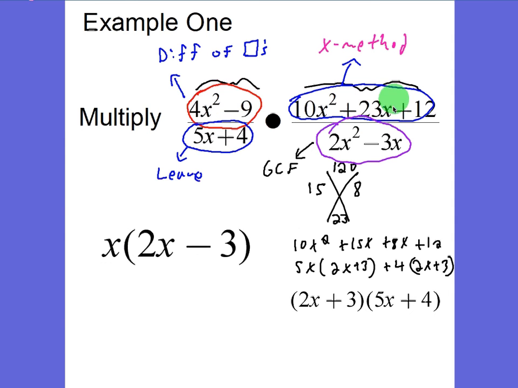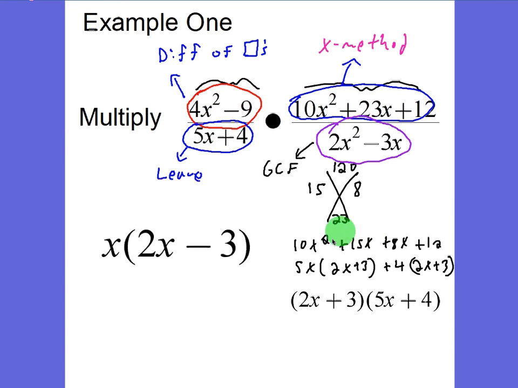Let's go ahead and do the X method on that one, then we'll do the difference of squares for that one. So X method for the top right: 10 times 12 on the top of the X, 120. 23 on the bottom. 15 times 8 gives you 120. 15 plus 8 gives you 23. So it breaks down like that.